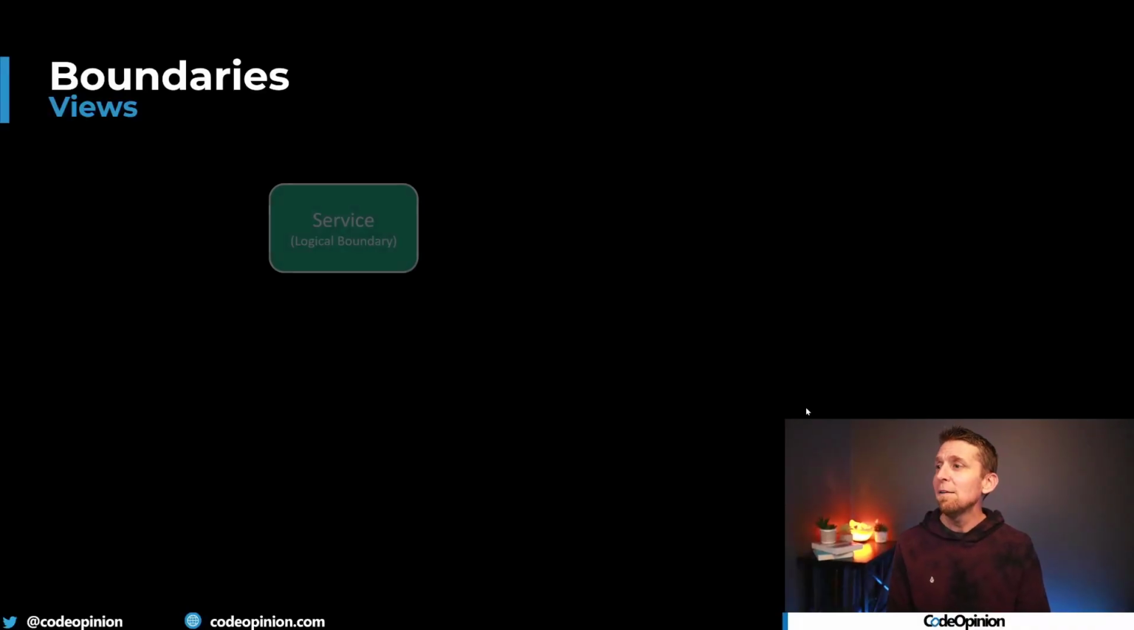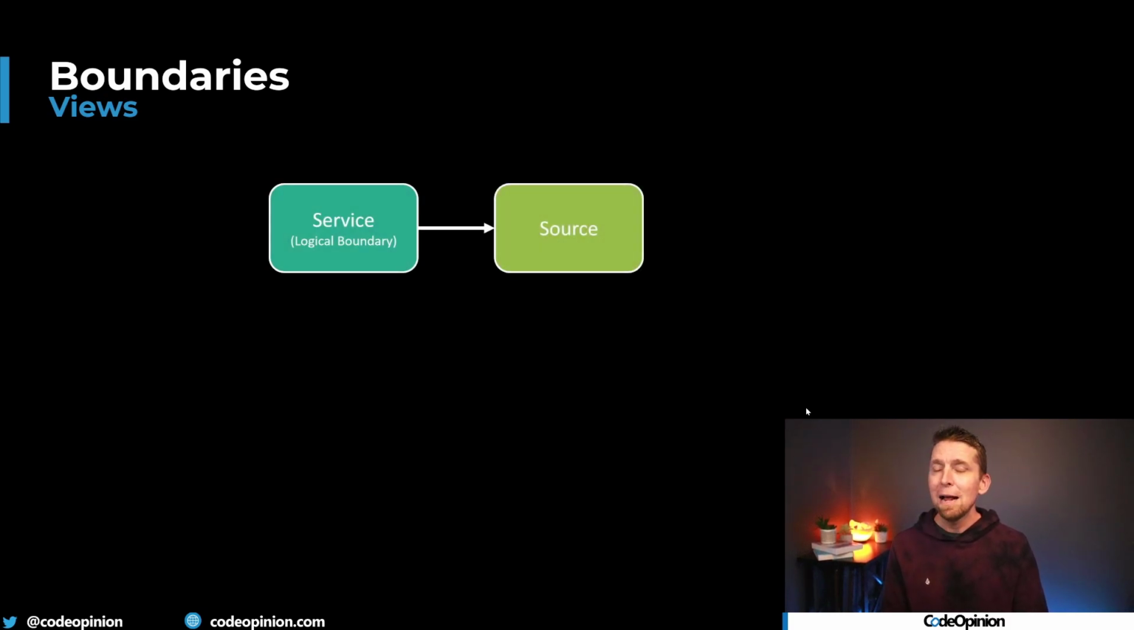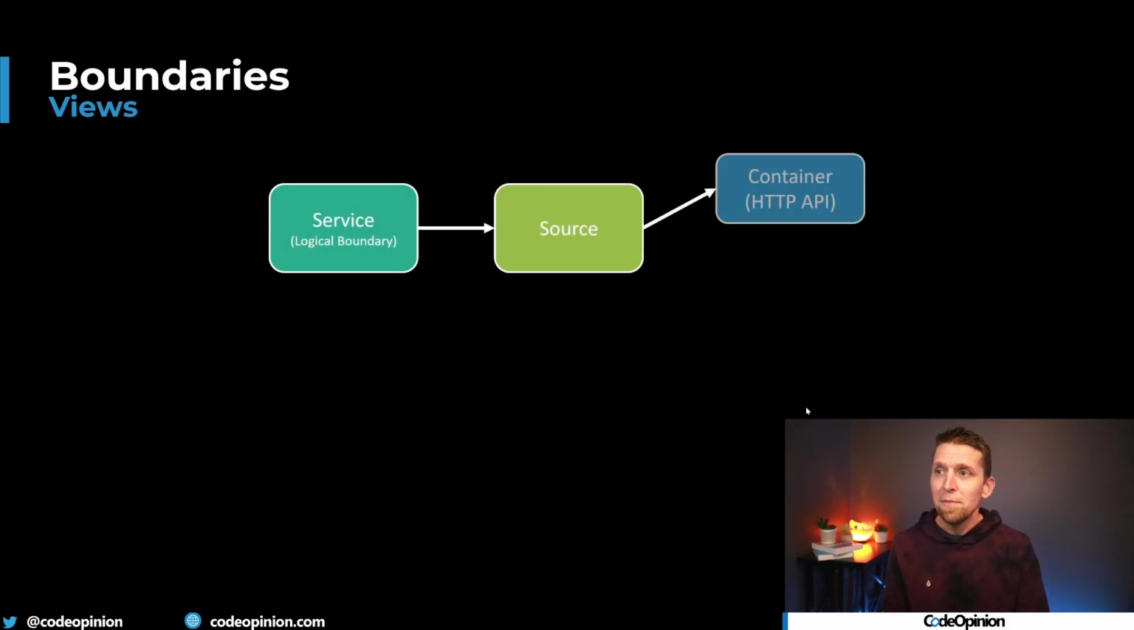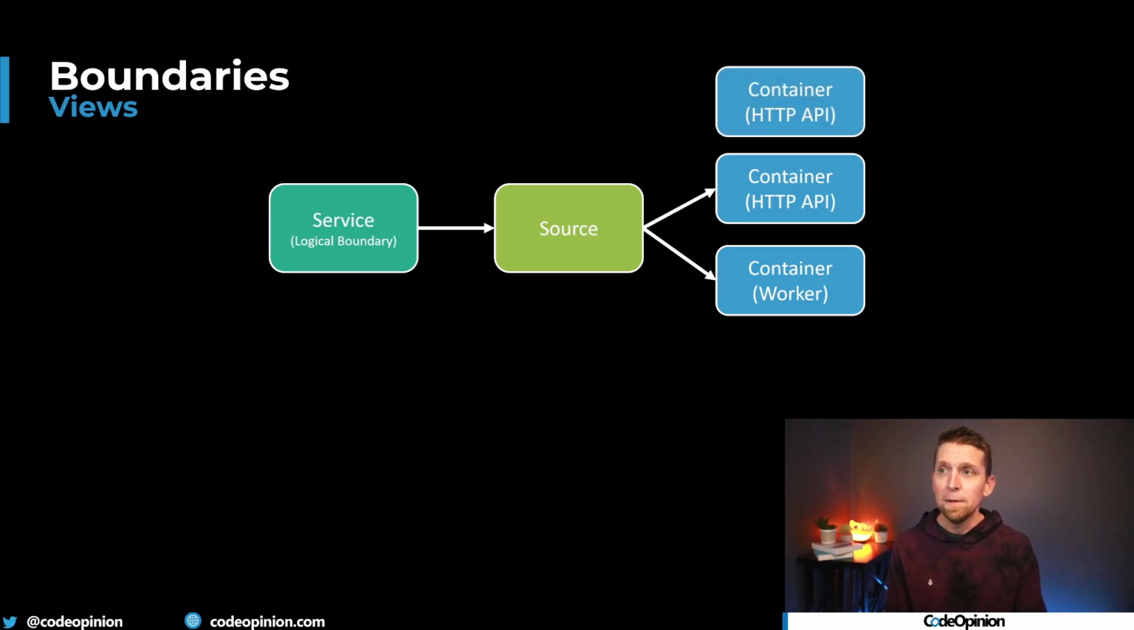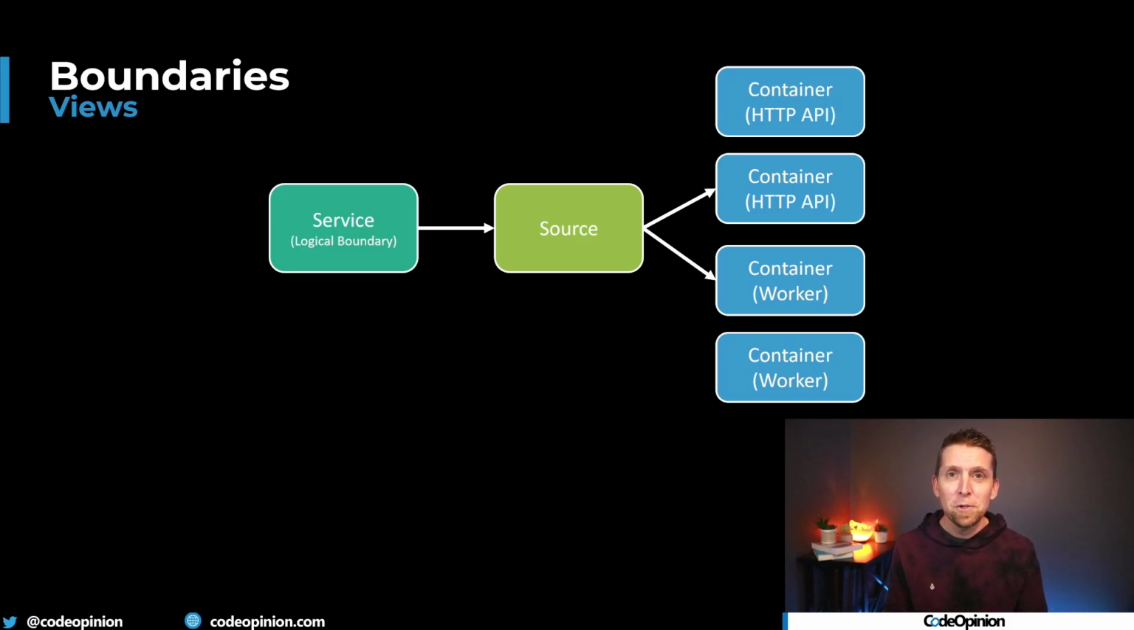So if we have some type of logical boundary that we have some sort of source code for, that can turn into, let's say, some container that was our HTTP API. We could be using that exact same source code identically in another container that maybe, instead of being an HTTP API, is interacting with some type of Kube-based broker and processing work that way. And we could be scaling out both of these containers, the HTTP API and the worker. Physical boundaries are not logical boundaries. When we're talking about a service, we're talking about a logical boundary.